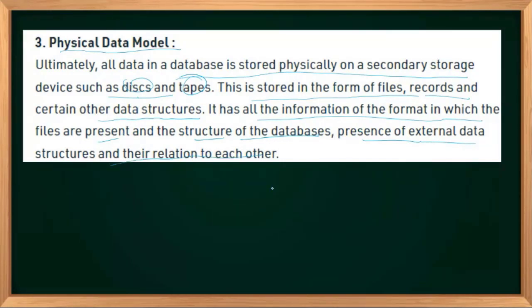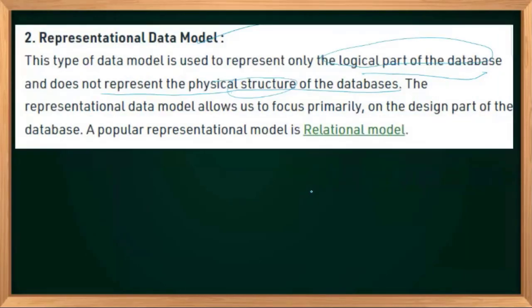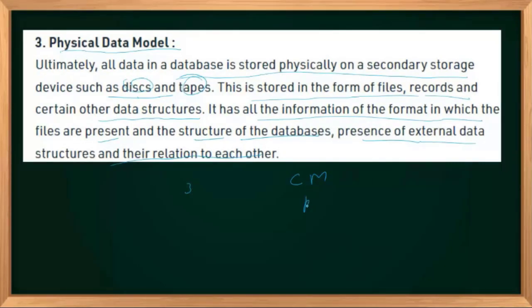We know that there are three levels. The conceptual model is the topmost level. The second one is the representation model. The third is the physical model. In the physical model, the actual data is stored in a disk structure. How is the data stored?